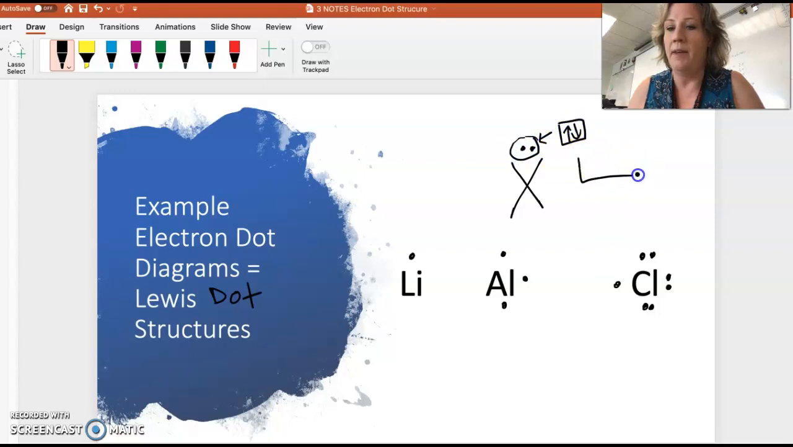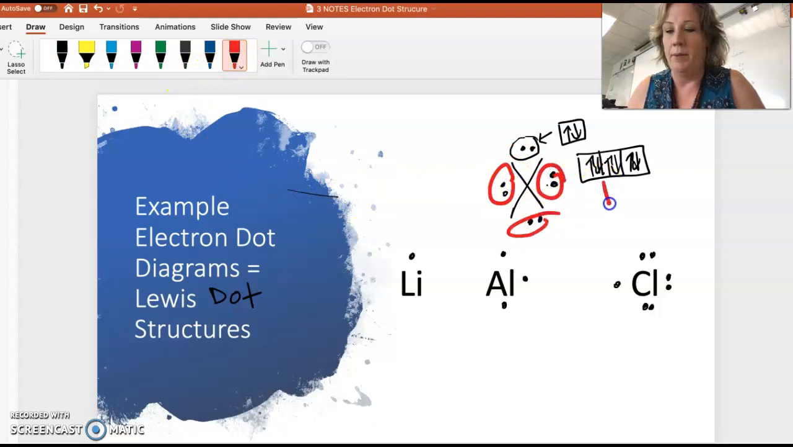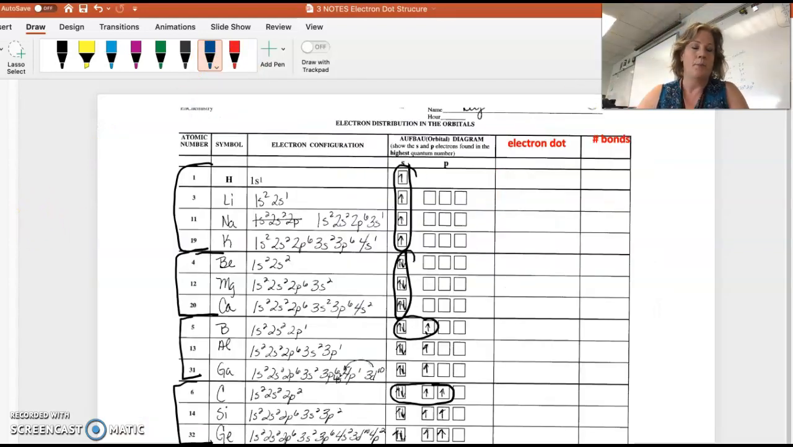And then you know how the p has the 3 orbitals that can hold up to 6? That's why we're pairing them up, because they're paired in those orbitals. So the ones that I have here in red would kind of be the p, and then the one up here would be the s. So those s and p valence electrons.